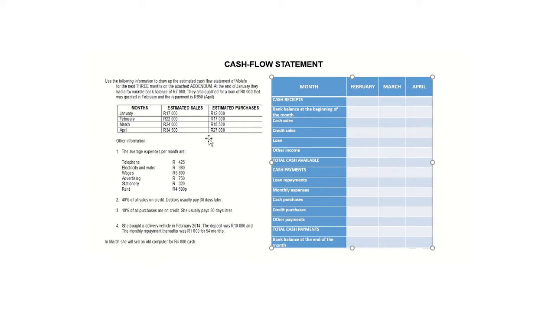In your case study, you'll be given the information about the bank. You'll be given information about your estimated sales for that period. You'll be given information about your estimated purchases, how much you're going to spend on buying, and you're also going to be given estimated average expense figures in terms of how much you might need to pay for various administrative or business expenses.